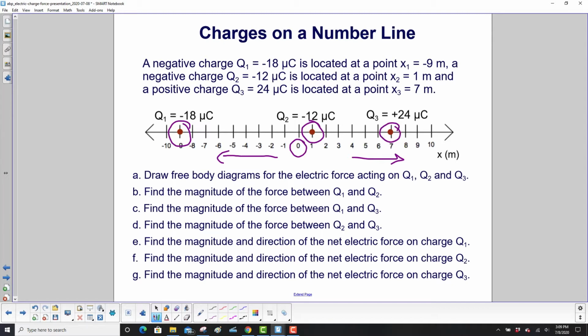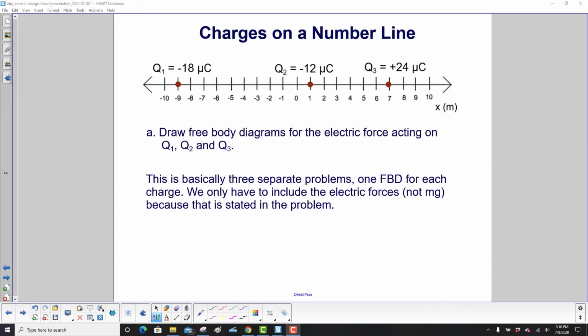So first, draw free body diagrams for the electric forces acting on the 3 charges. Then find the magnitude of the forces, first between Q1 and Q2, then Q1 and Q3, and then Q2 and Q3. Then find the magnitude and direction of the net electric force on charge 1, charge 2, and then charge 3. So draw 3 free body diagrams, one for each of the charges.